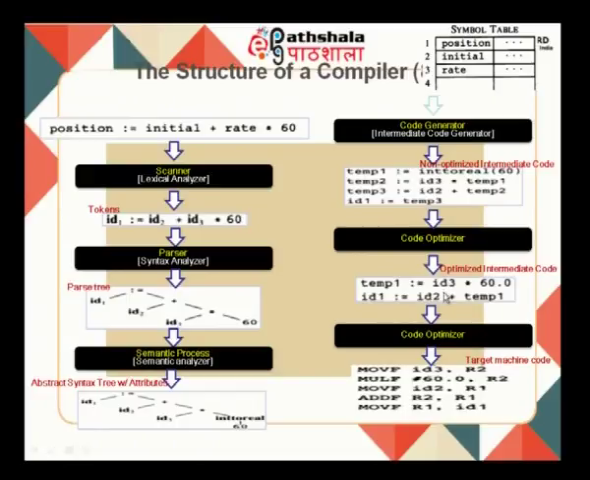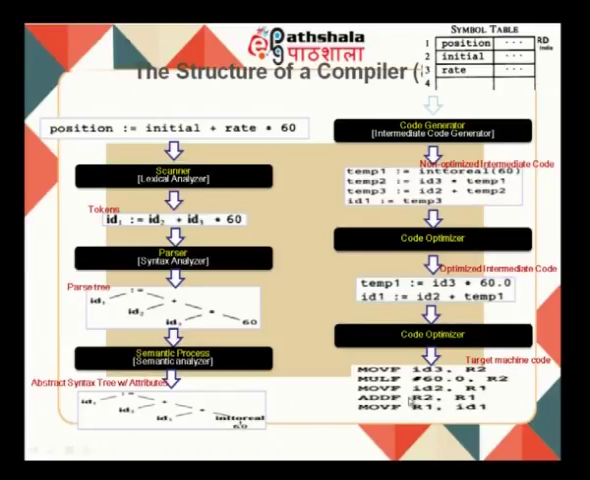So, what am I saying here? ID3 into 60.0. So, I will use a register called R2, where I am moving the value ID3 into R2, and then I am doing a multiplication of floating point, where I am multiplying the register content of R2 with hash 60.0. It's an immediate operand 60.0, okay. It's a floating point multiplication. I have specified that, multiply floating point, and then I do what? Move this floating point value into temp1, which is nothing but ID2.